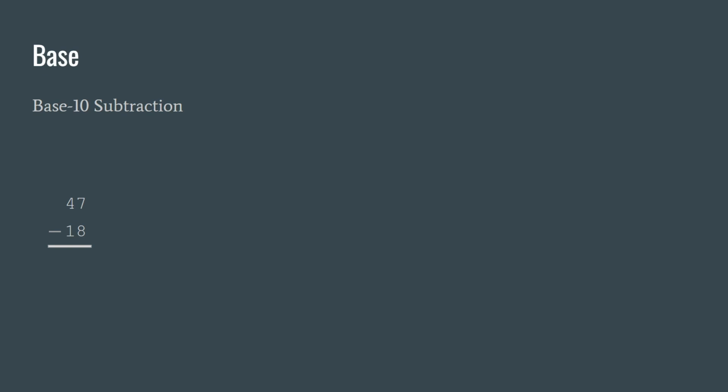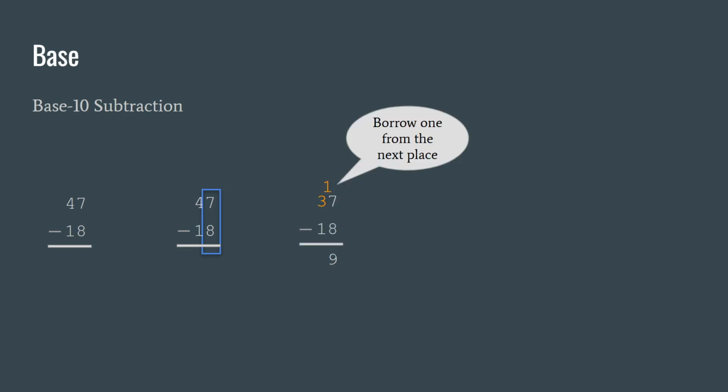Base 10 subtraction works the same way, except we're going to borrow now. So 47 minus 18. You subtract the two numbers in the ones place, and if you borrow, then you decrease the value in the tens place by 1 and move 1 over to the ones place, making that a 17 now instead of a 7, so that you can subtract 8 from 17 to get you 9.